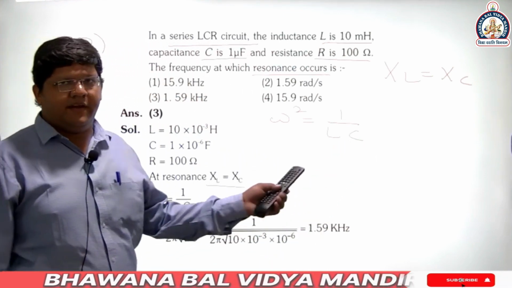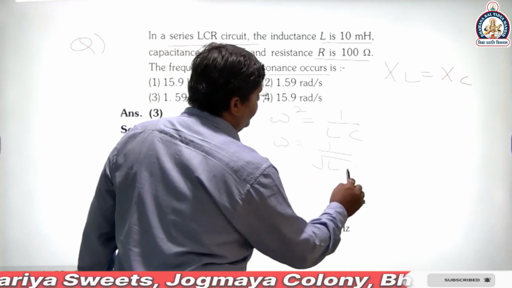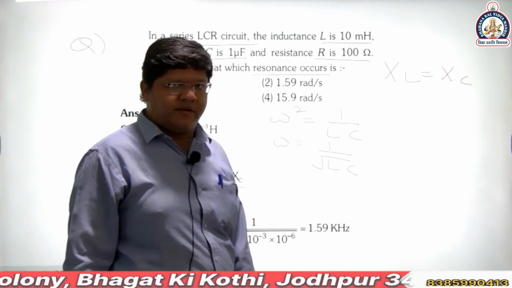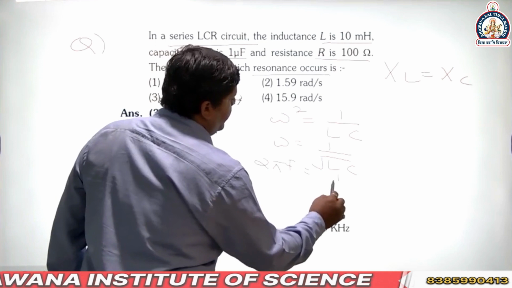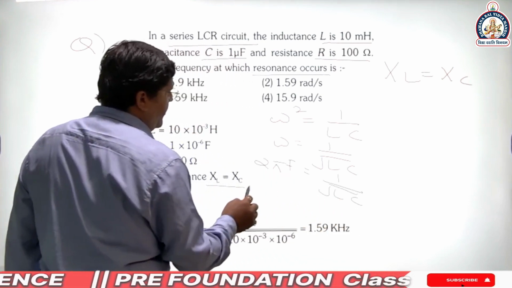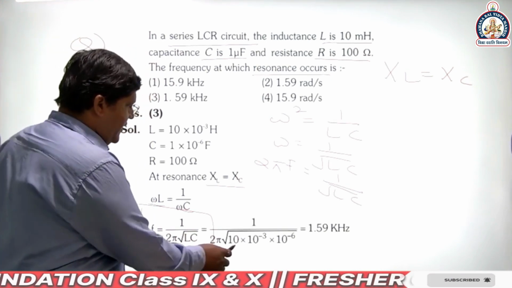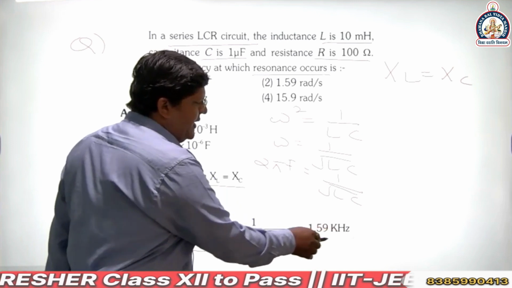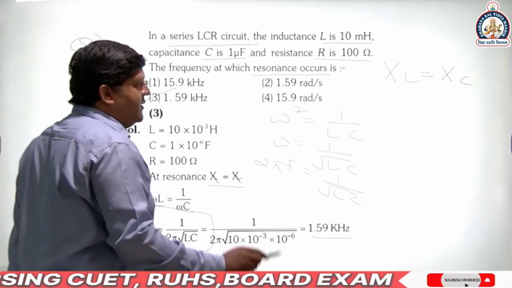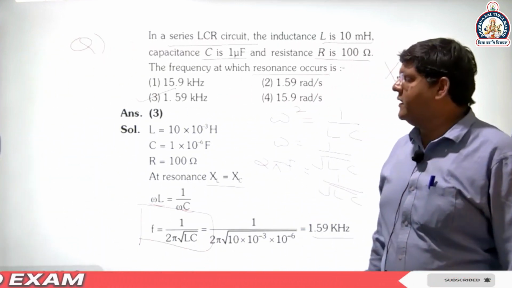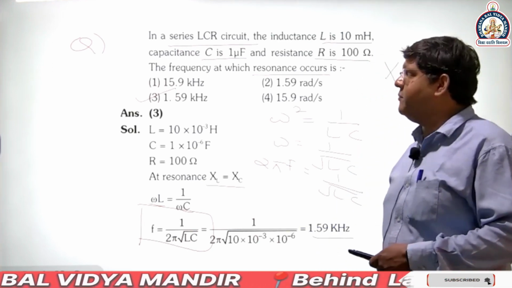Now we have to calculate the value of omega. We will simplify the equation as 1 upon root LC. As we all know, omega is known as the angular frequency, which can be converted to linear frequency as omega is equal to 2 pi f, so 2 pi f is equal to 1 upon root LC. On solving for f, we get f is equal to 1 upon 2 pi root LC. By putting the values of L and C, we get the frequency as 1.59 kilohertz. That is the required option number 3. This question is related to the resonance technique, a special condition of a series RLC circuit. Now we will move to the next part.